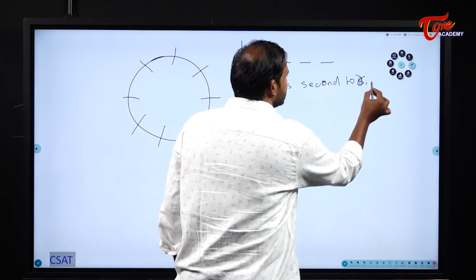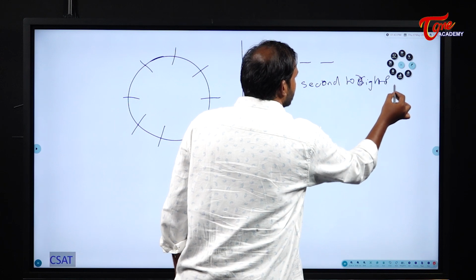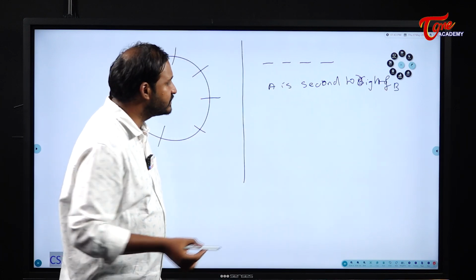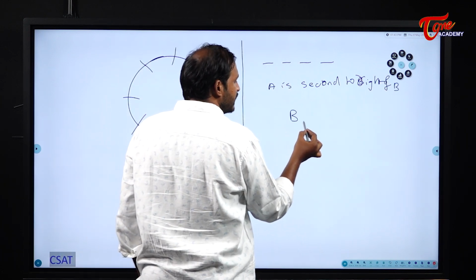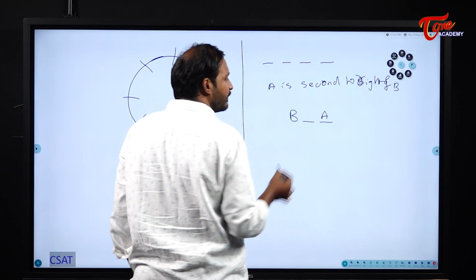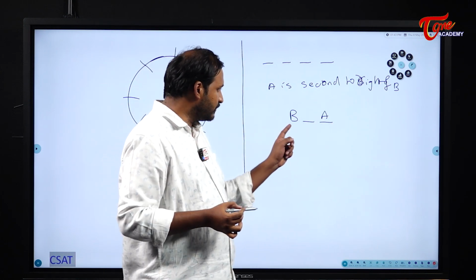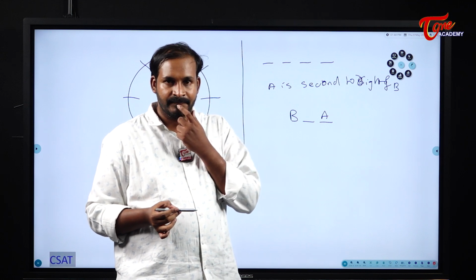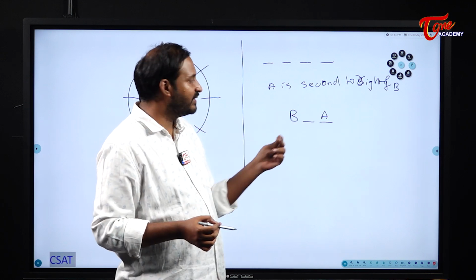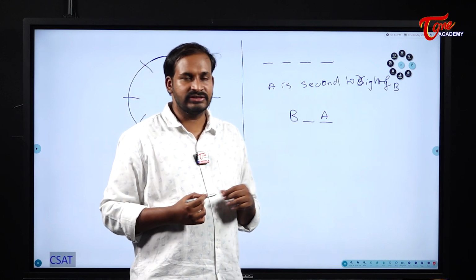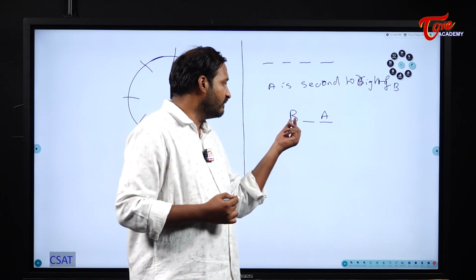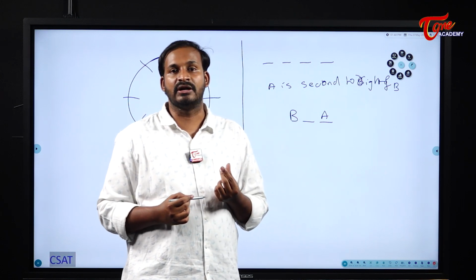If the question says A is second to the right of B, what will I do? I will take B, and with respect to B, I write the position of A. I indicate it like this: below A I write an underline, so that I can understand that with respect to B I am writing the position of A.